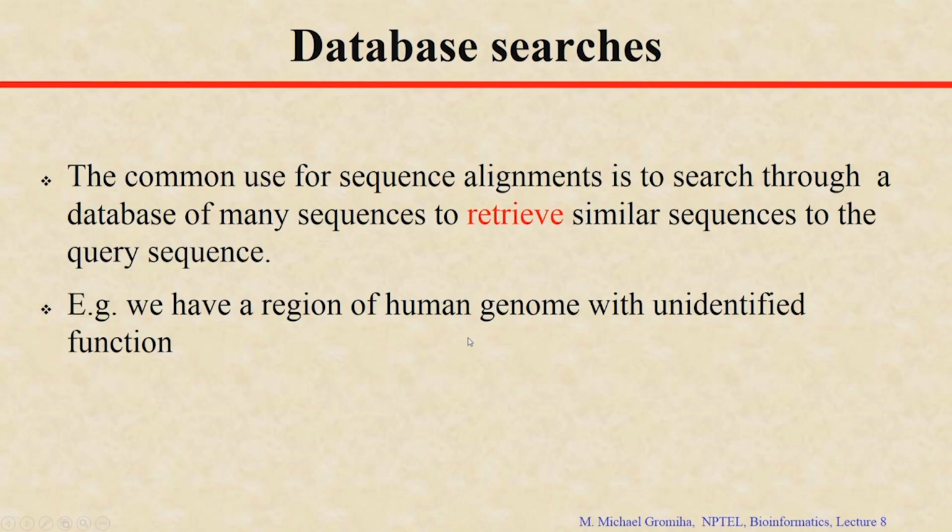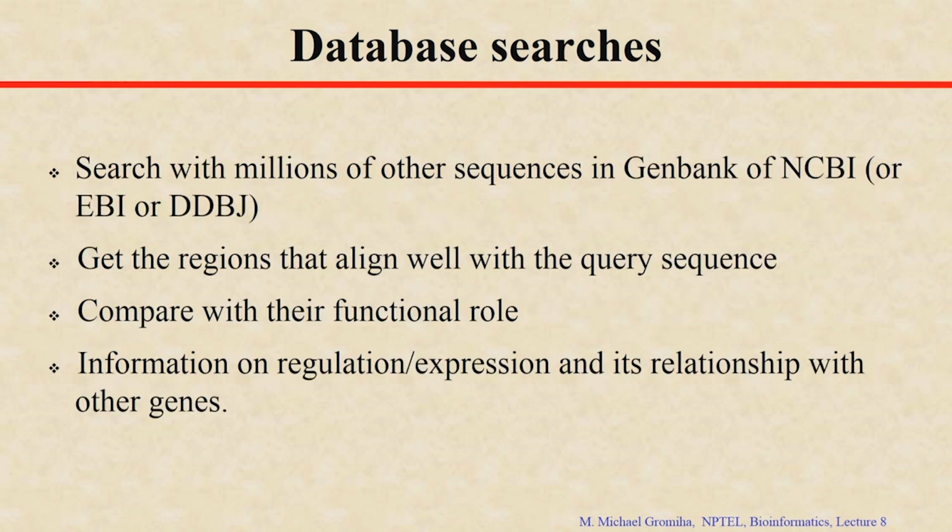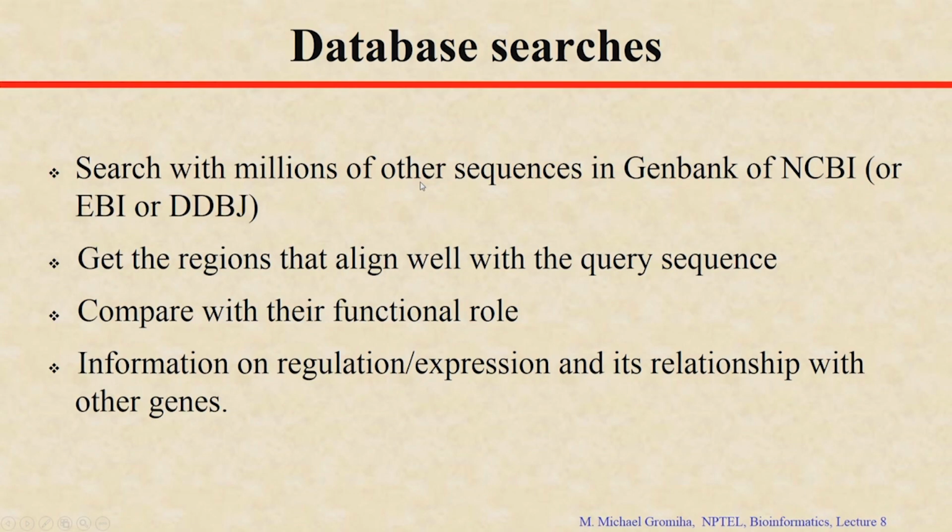Depending upon the similarity or any functionally important regions, you can infer that your protein has similar functions. For example, if you have a region of the human genome with unidentified function, or some proteins with unknown function, what do you do? First you try to see whether any known sequences match your query sequence. So we search among millions of other sequences in different databases.